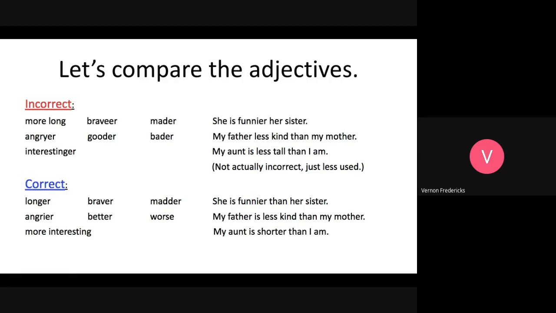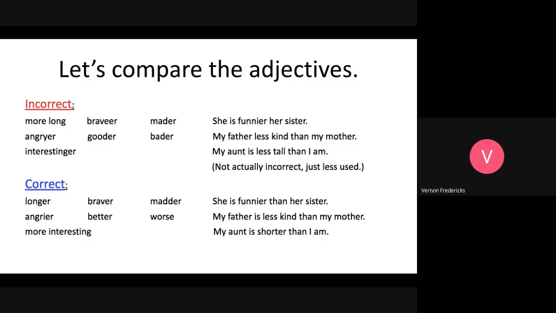She is funnier, her sister. Problem. What's the problem there, students? Okay. My father less kind than my mother. What's the problem there? Next sentence. My aunt is less tall than I am. Okay. It's not incorrect, but the wording is not correct. How do we write it? There's a different way we can say that.